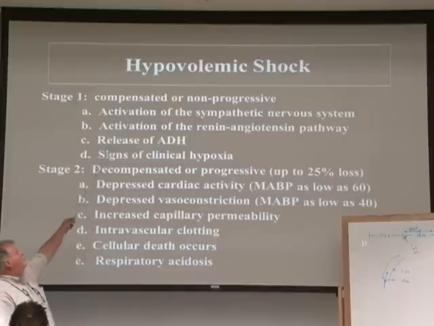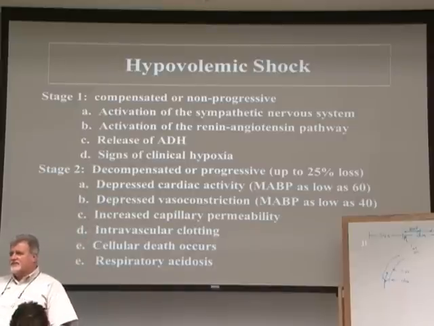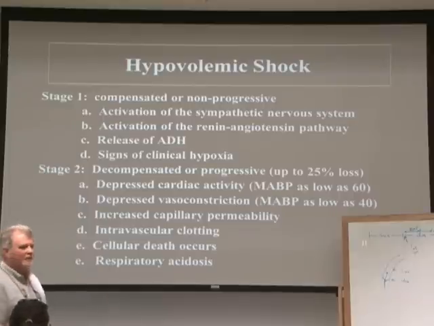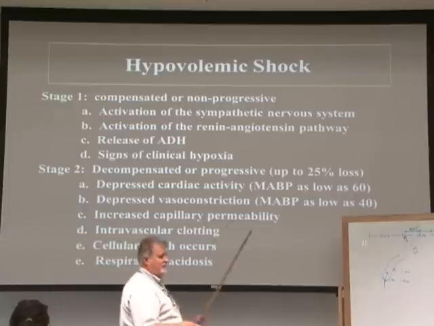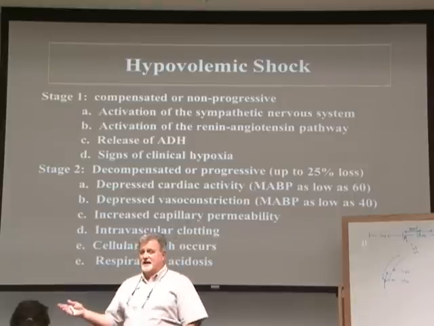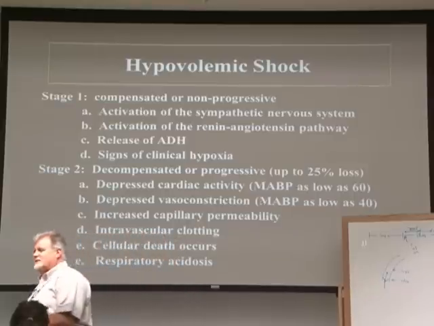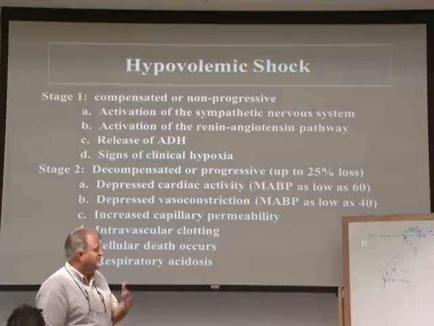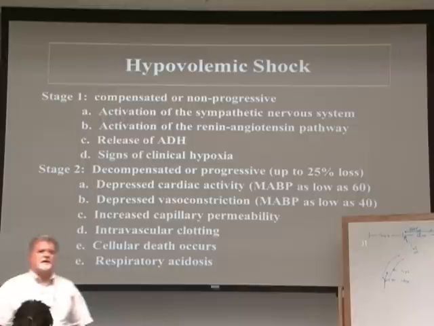Then you're going to activate the renin angiotensin pathway. So you get a decrease in GFR, which will decrease the filtrate over the macula densa, causes the juxtaglomerular cells to release renin, which converts a blood protein made by the liver, angiotensinogen, into angiotensin 1, which goes where? Lungs, where ACE converts it to angiotensin 2. And what are we going to do?